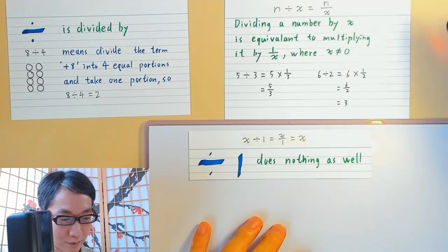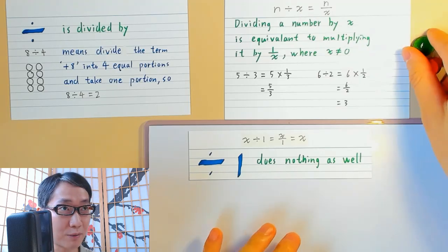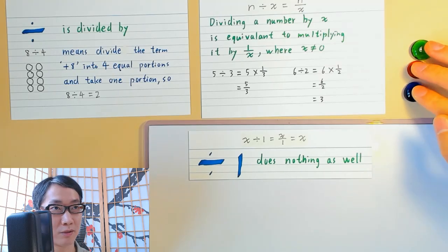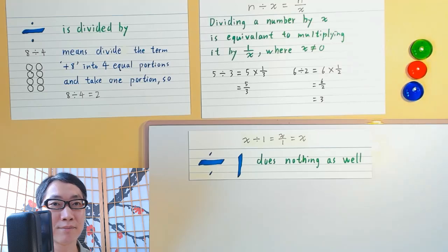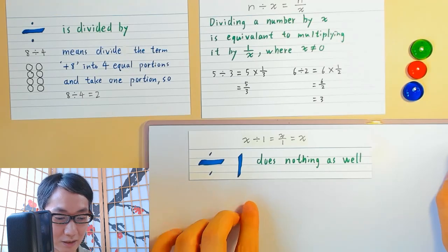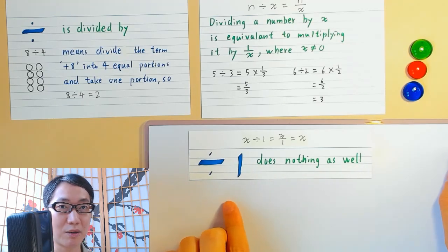So I have 3 marbles. I divide them into one equal portion. This is the one portion, and I take the one portion, so it's still 3. So it does nothing, just as multiplying by 1 does nothing.